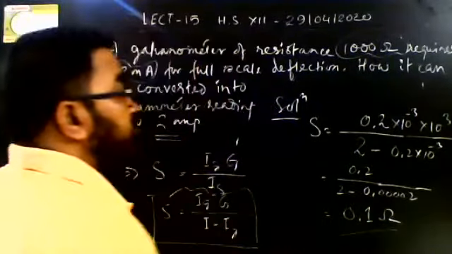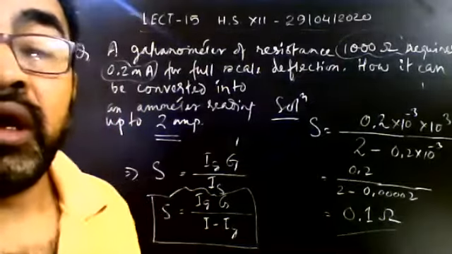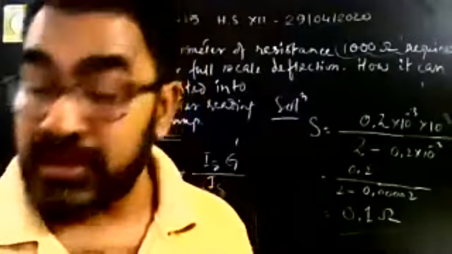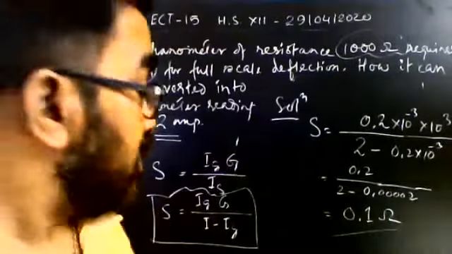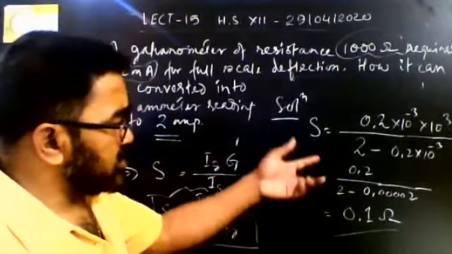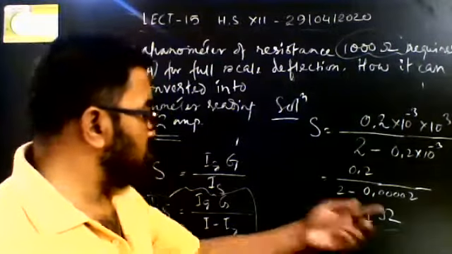So the value of shunt resistance is very low. Let us continue this. The value of shunt resistance is 0.1 ohm.